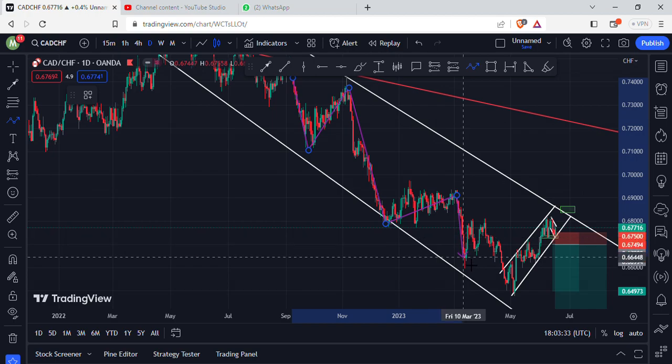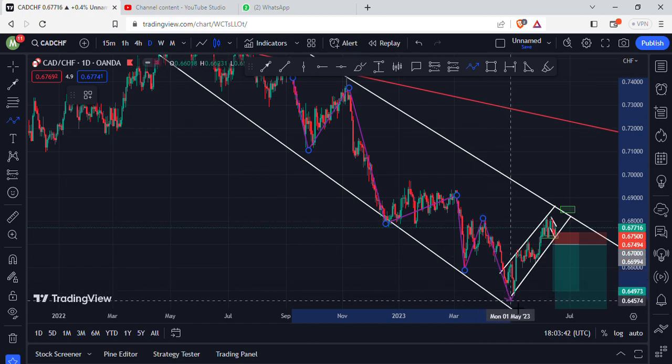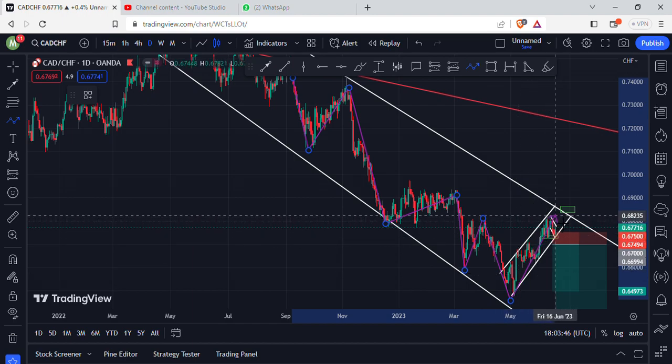Impulse, price goes with the trend. Correction, price goes against the trend. Impulse, price goes with the trend. Correction, price goes against the trend. Now the third step is that we enter trades at the end of a correction.